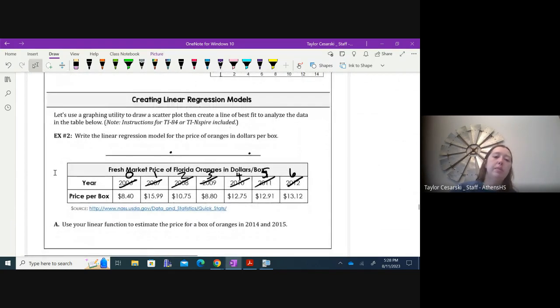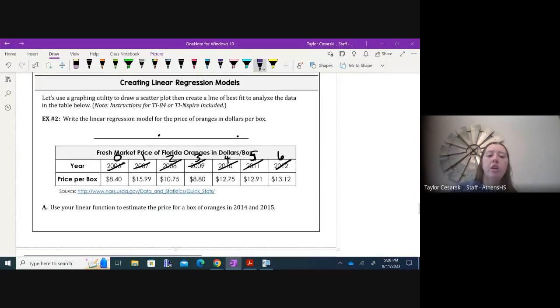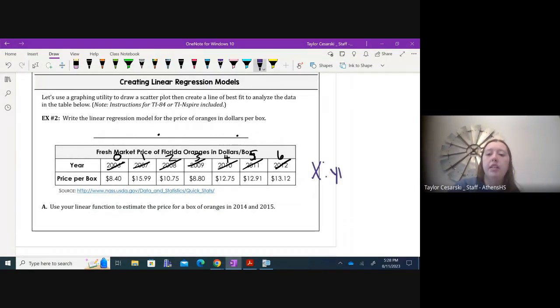You may have heard of this back in Math 1 as something called a line of best fit. So this is the fresh market price of Florida oranges in dollars per box. What I've done here is it gives me the years, but that's going to be kind of hard to graph on a scatter plot. And those years don't necessarily have meaning in and of themselves, more of just the time that's passed. So I'm going to let X represent years since 2006, just to make my life and my numbers a little bit easier, a little bit smaller to work with.